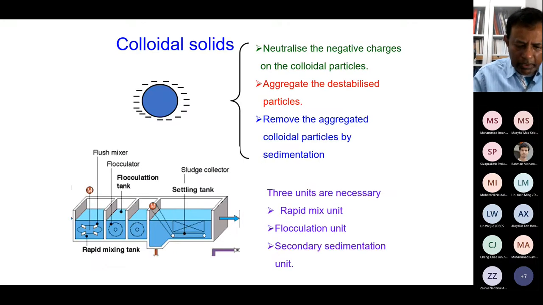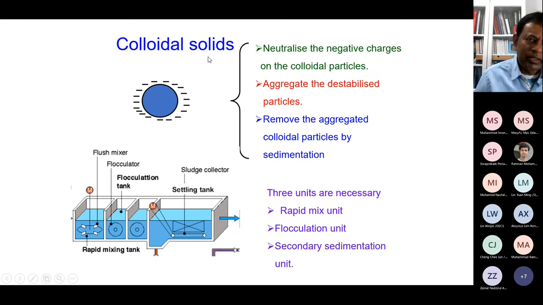Now, why do we need to do that? It is because when you examine the colloidal particles under a microscope, you will be able to see that most of the colloidal particles, which have diameters less than 20 micrometers in size, are normally negatively charged. So when a negatively charged particle encounters another negatively charged particle, the repulsion will be there.